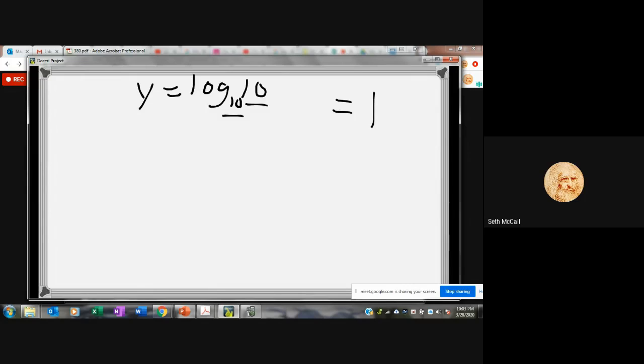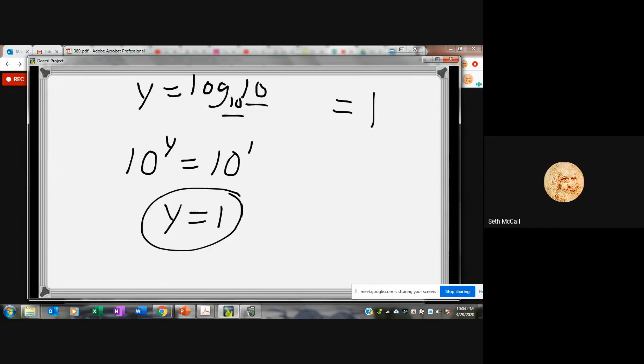Now, another way to think of that is to take that and put it into exponential form. So if I take the base of the log and I set it to the y power, that's equal to 10. Well, that 10 is 10 to the first power, and you can see y is 1. And that's exactly what I said it was going to be up there based on your log properties.